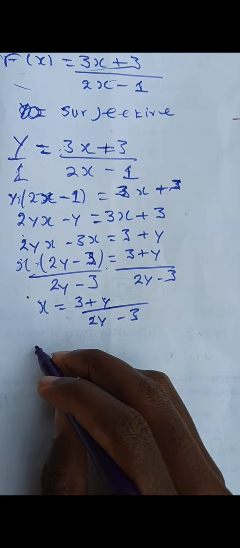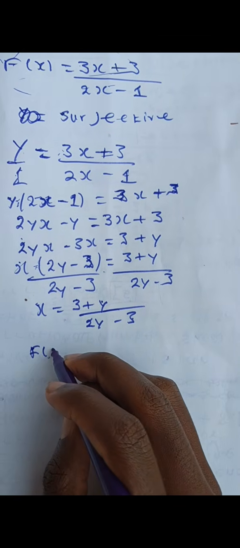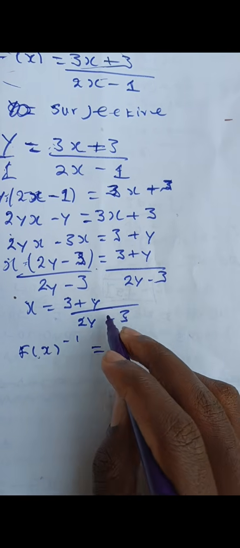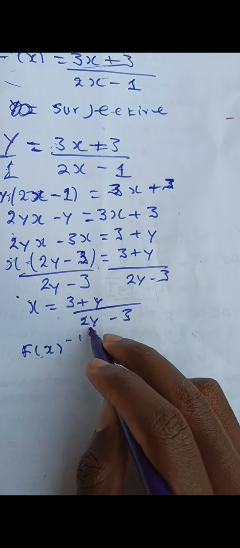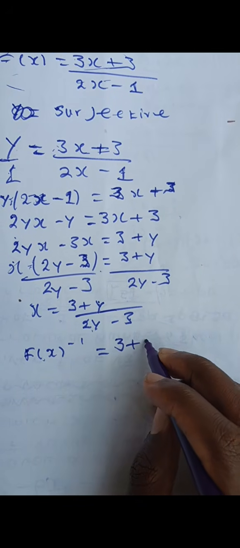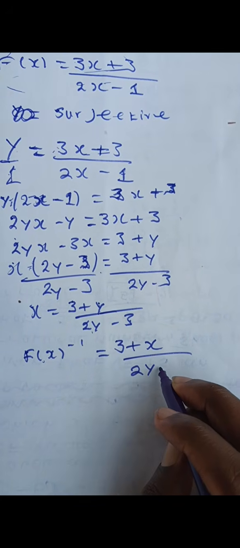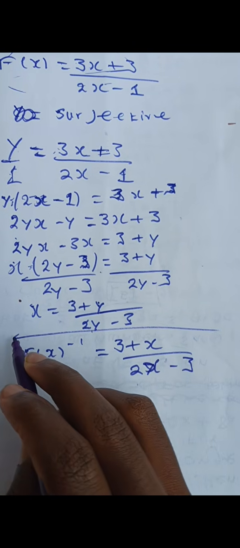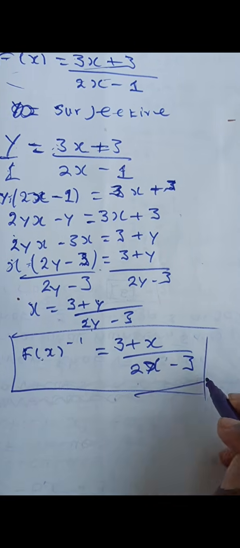you do. This x, I'm going to swap with f of x power negative 1, showing that this is the inverse, then equal to. Then in the remaining expression, what is y? I'm going to swap y with x. So it's going to be 3 plus x over 2x minus 3. This is how you show the inverse.